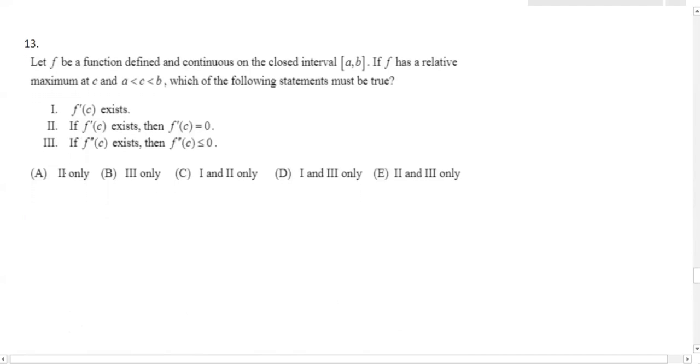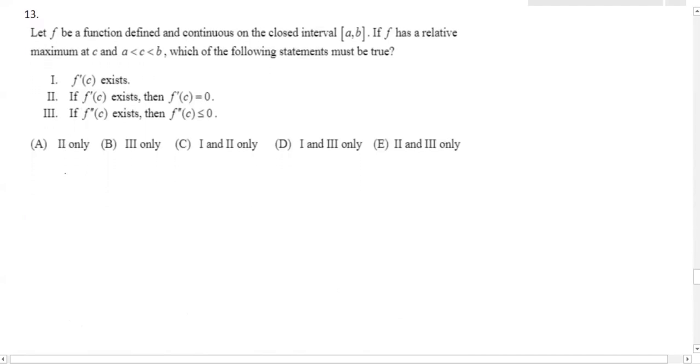Number 13, let f be a function defined and continuous on the closed interval a to b. If f has a relative max at c, and c is between a and b, which of the following statements must be true? Okay? F prime of c exists. Not necessarily. Even though the function is continuous, it doesn't say that it's differentiable on the whole interval.